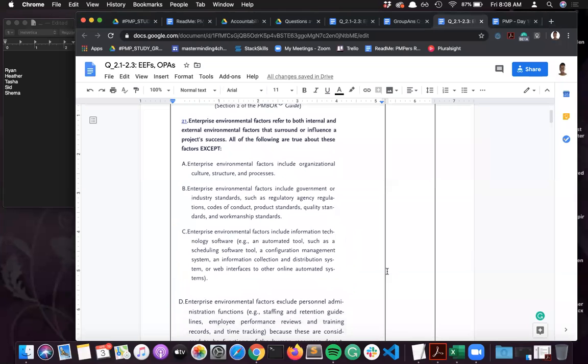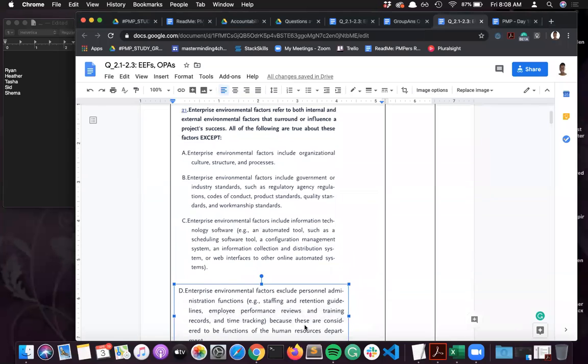Enterprise environmental factors refer to both internal and external environmental factors that surround or influence project success. All of the following are true about these factors except A, enterprise environmental factors include organizational culture, structure, and processes. B, enterprise EFs include government or industry standards such as regulatory agency regulations, codes of conduct, product standards, quality standards, and workmanship standards.